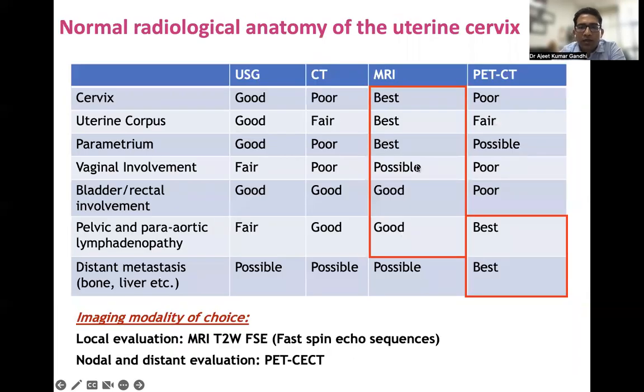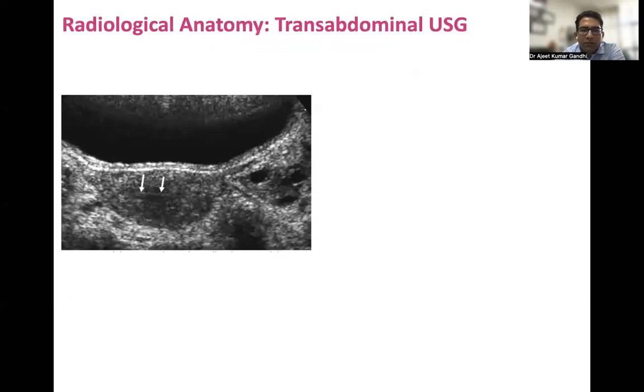Out of the several imaging modalities, CT, MRI, USG, and PET-CT, MRI is the best modality for local evaluation of the disease. And out of all the sequences, the most important for us is the T2 weighted sequence. For nodal and distant metastasis, PET-CT, however, is superior in terms of sensitivity to CT and MRI.